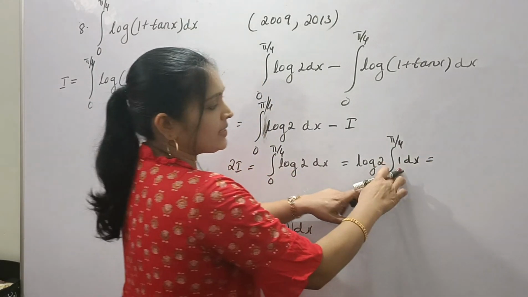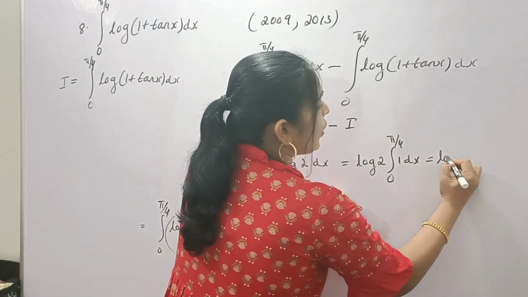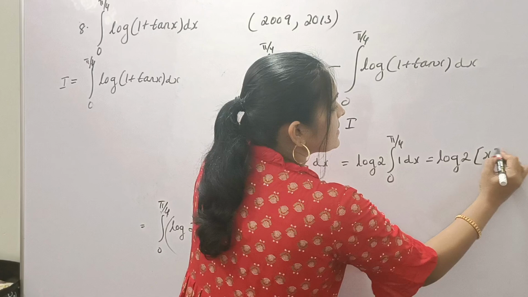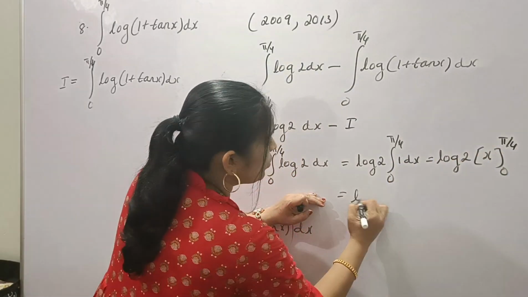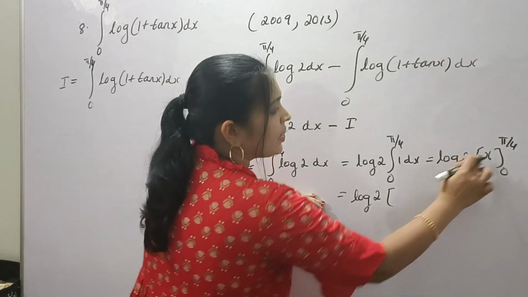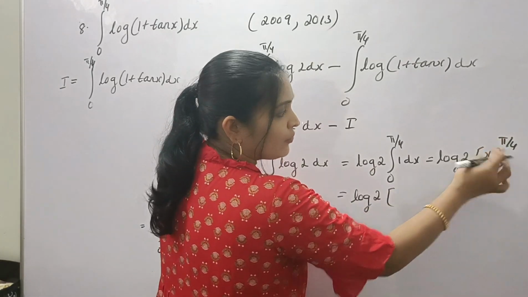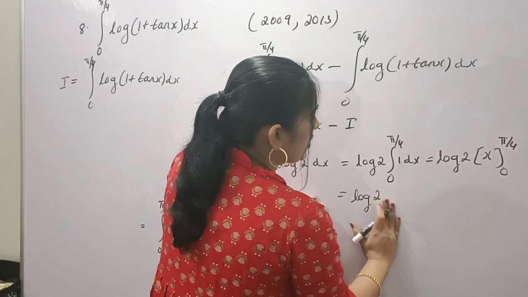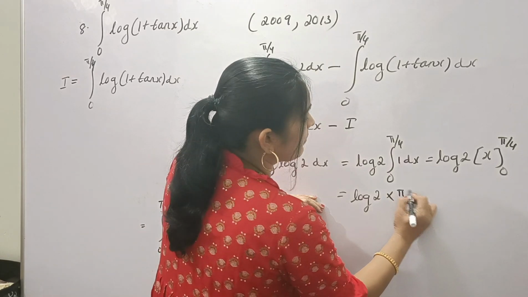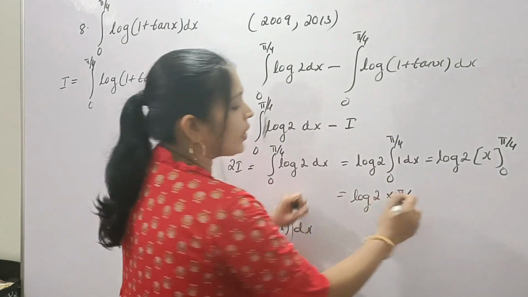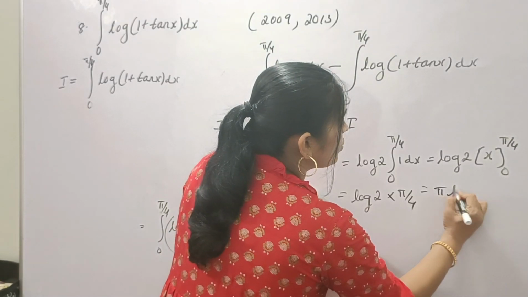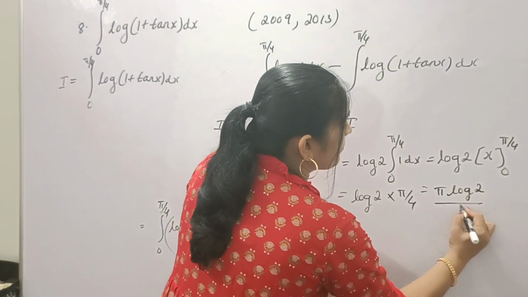That is equal to, what is the integral of 1? x. So log 2 into x, limits are 0 to pi by 4. That is equal to log 2 into x minus, that is pi by 4 minus 0, that is pi by 4. So here, pi into log 2 divided by 4.